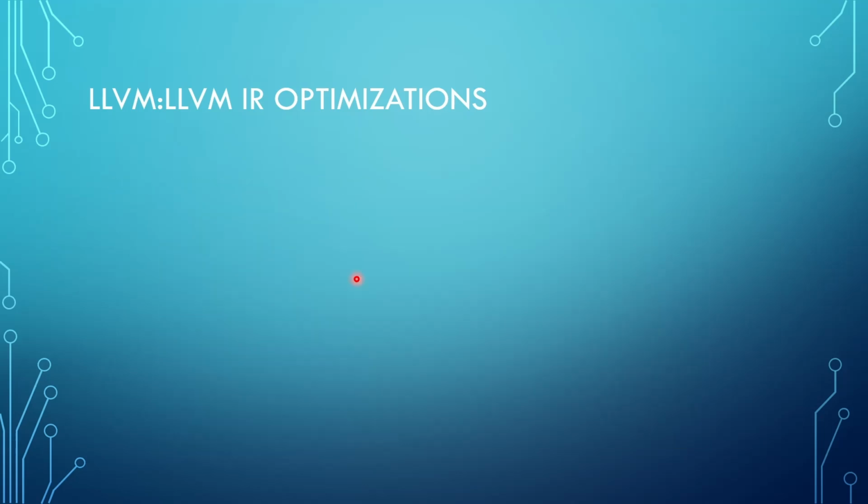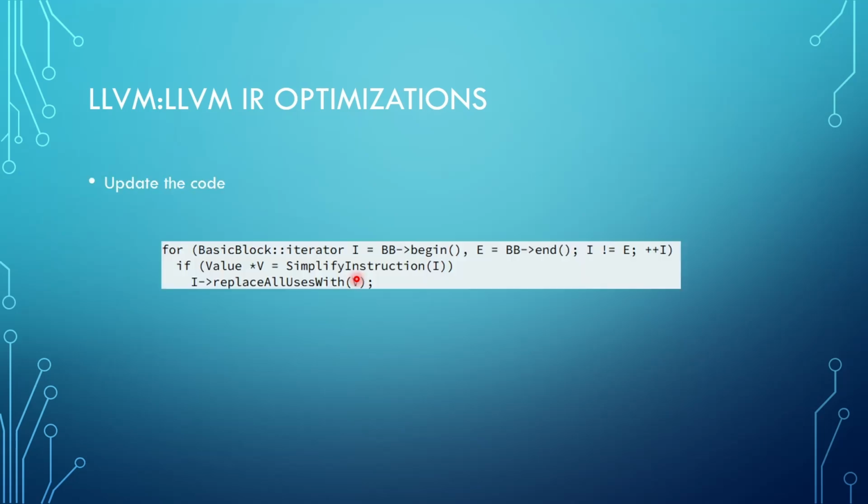So that was about LLVM IR optimizations and how to write a pass. Not exactly, but some general approach to writing a pass in LLVM.